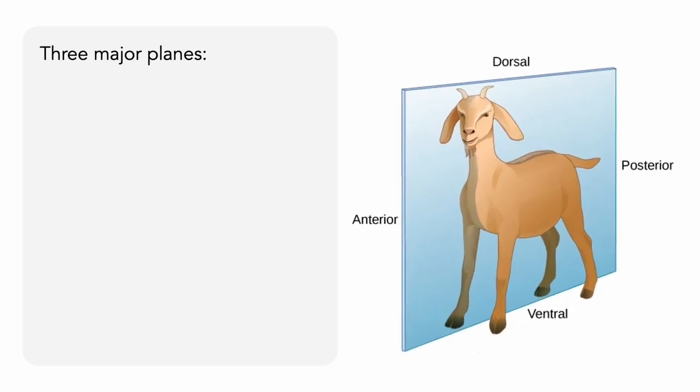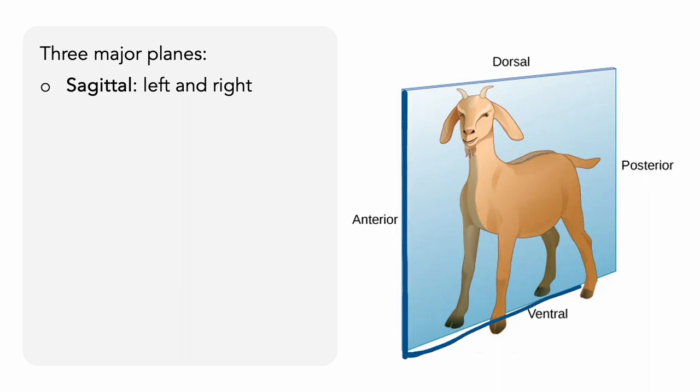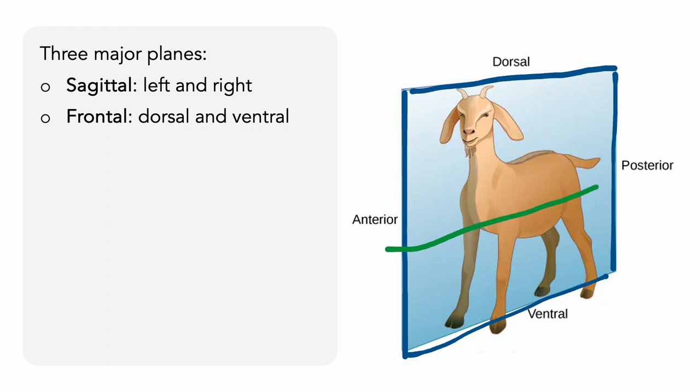There are three major planes that can be drawn through the body of a bilaterally symmetric animal. The first plane is the sagittal plane, and this is that mirror, the one that reflects the organism into left and right halves. The second plane is called the frontal or coronal plane, and it runs across this anteroposterior axis to split an organism into dorsal, back, and ventral, front or tummy halves.